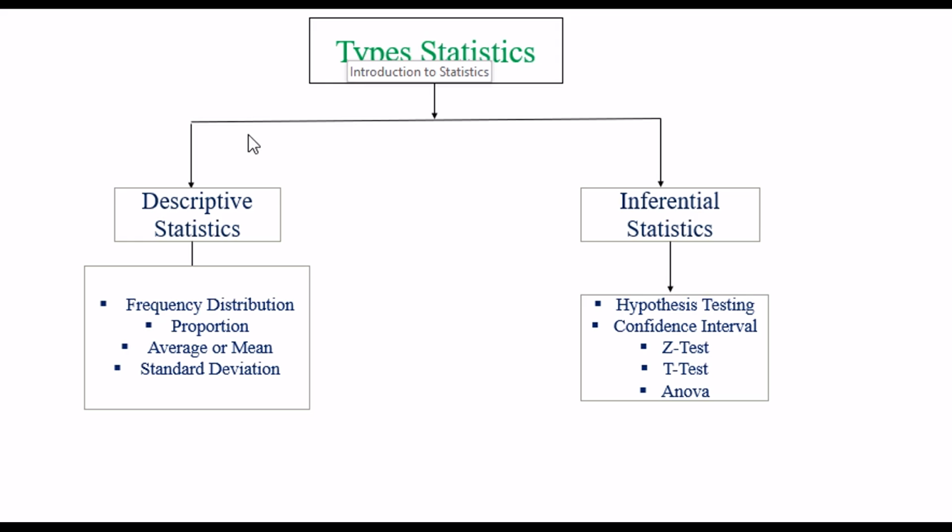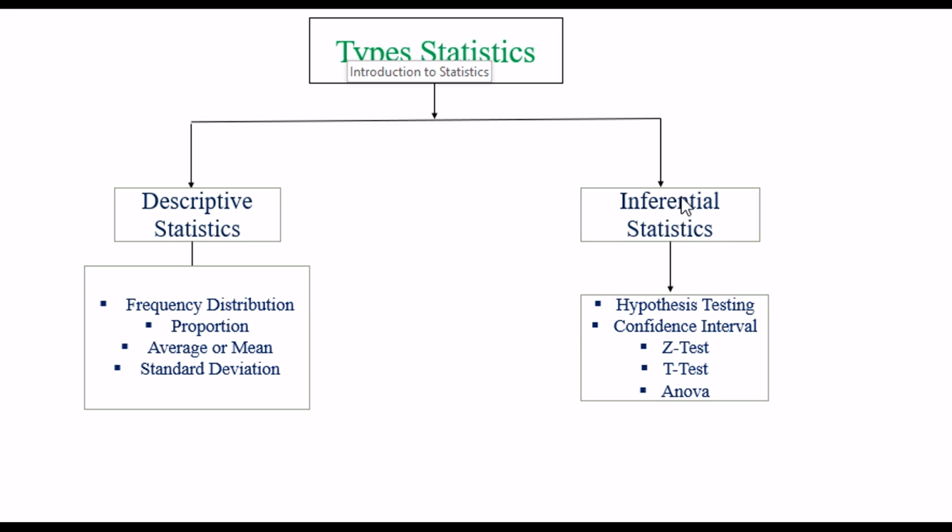Statistics is divided into two types. That is, we have descriptive statistics. Under it we have frequency distribution. We determine the proportion, average or mean, standard deviation. These are the descriptive statistics, and they describe how the data is, if you want to explore the data.